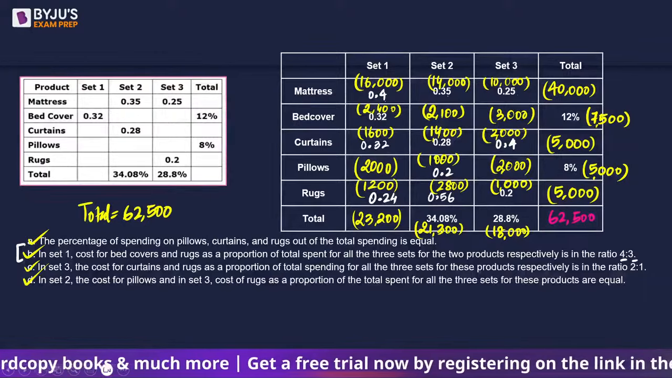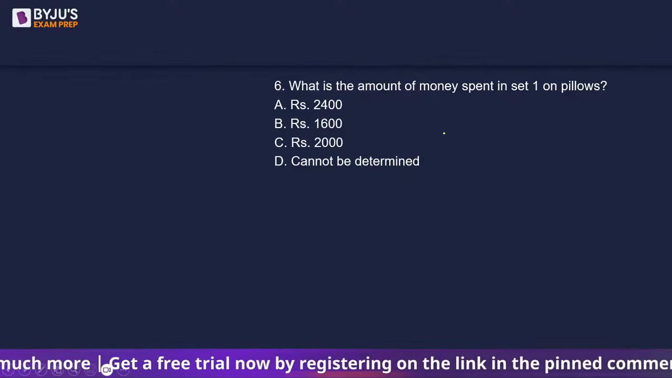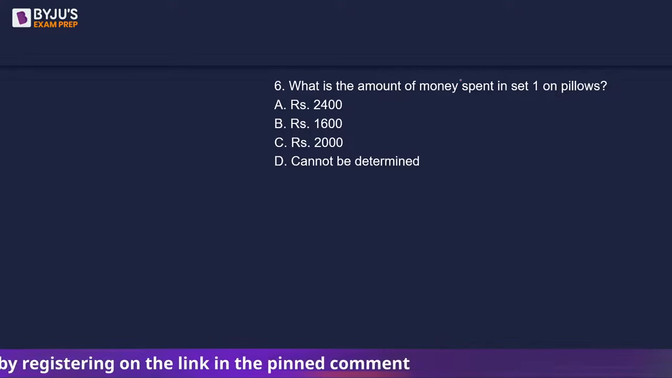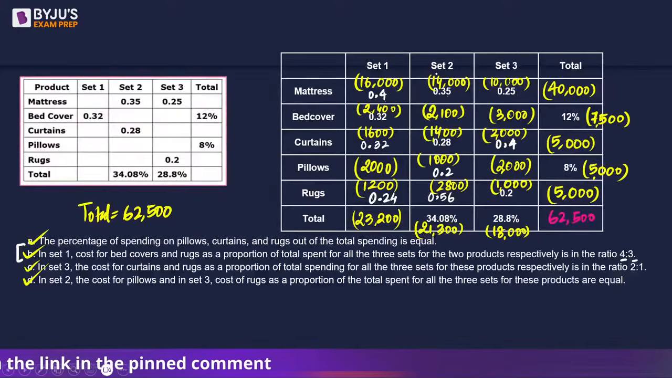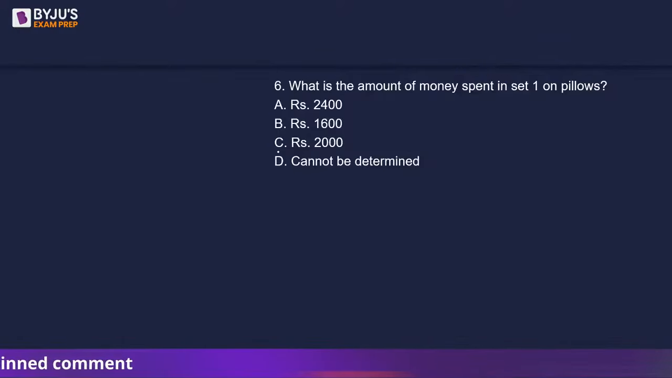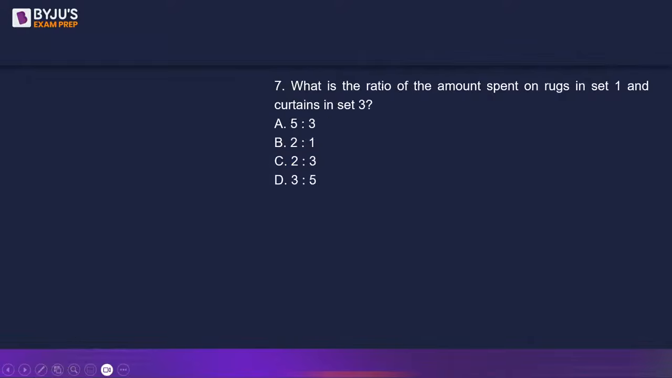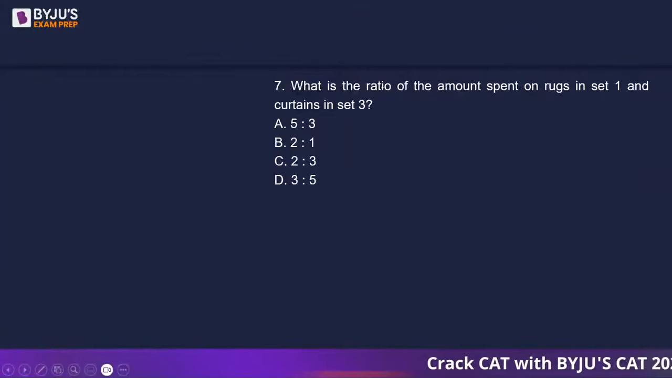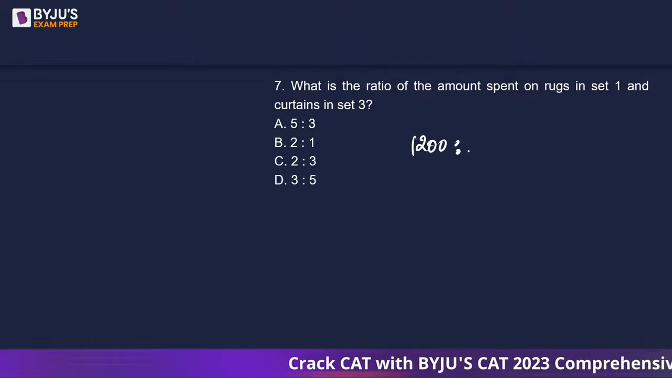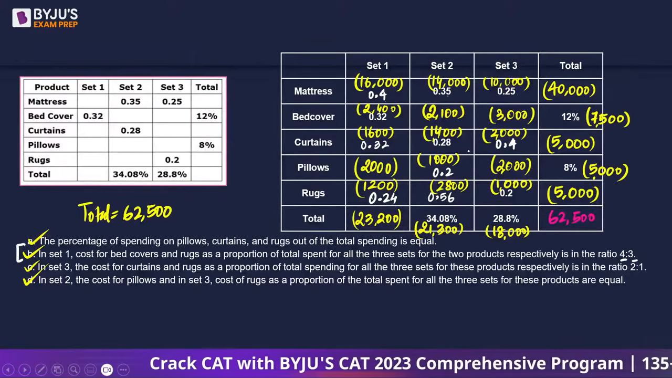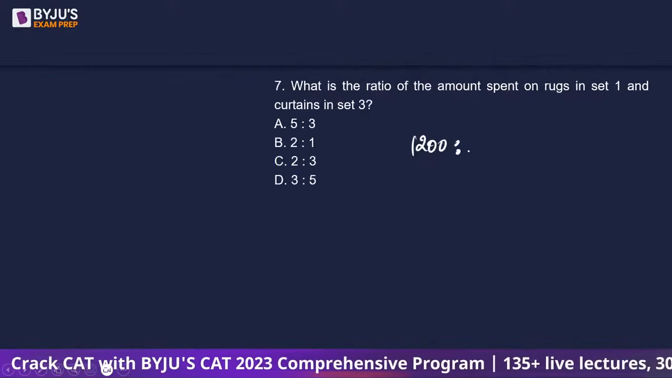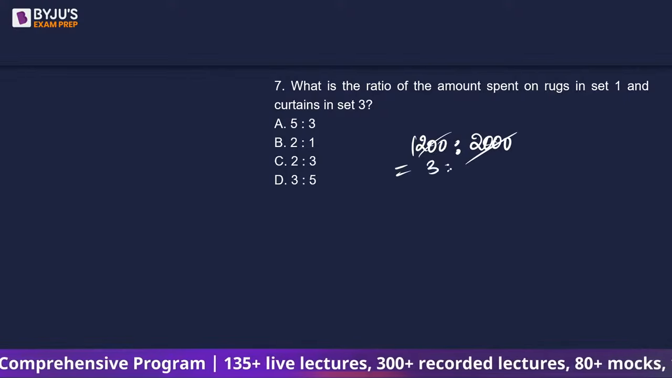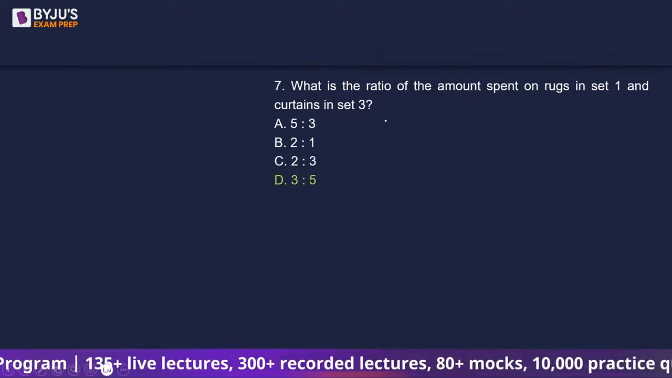Proportion we can calculate vice versa. ठीक है. So silly mistake, proportion को गलत compare कर लिया था. What is the amount of money spent in set 1 on pillows? Set 1 on pillows is 2000. C option. What is the ratio of amount spent on rugs in set 1? Rugs in set 1 is 1200 and curtains in set 3. Curtains in set 3 is 2000. They both are in the table of 4. So this is 3:5. So D ho jana chahiye answer.